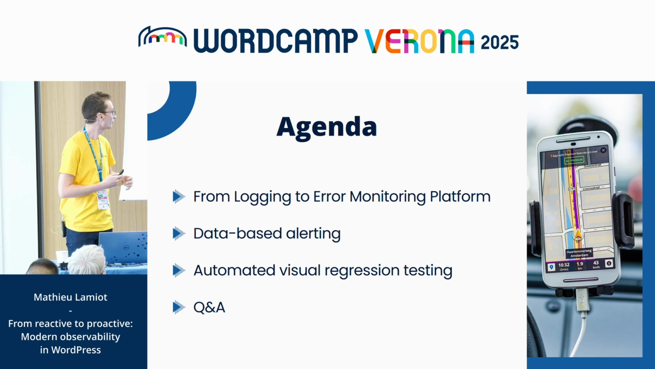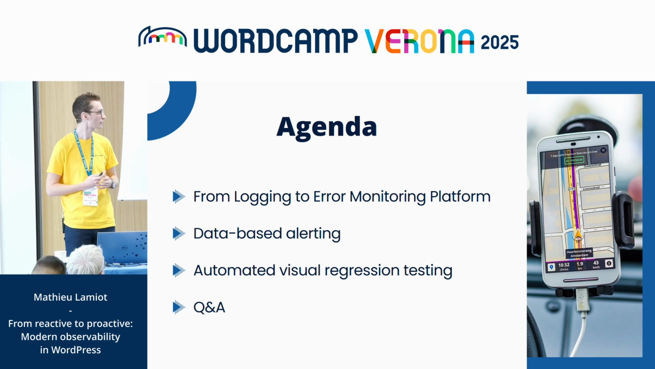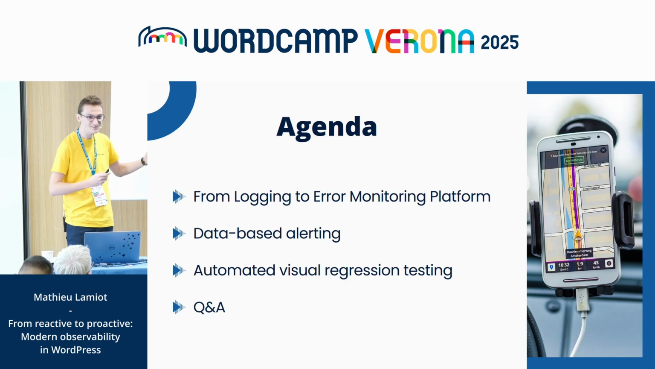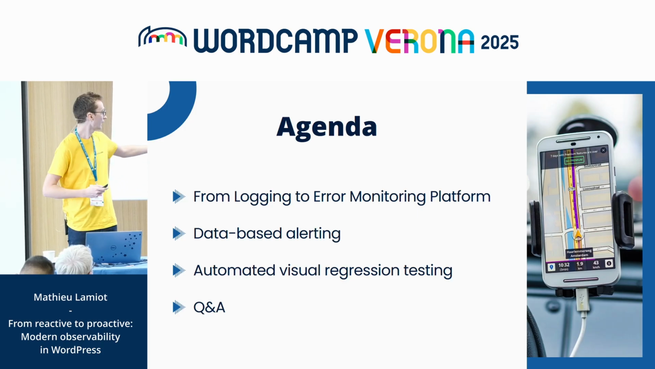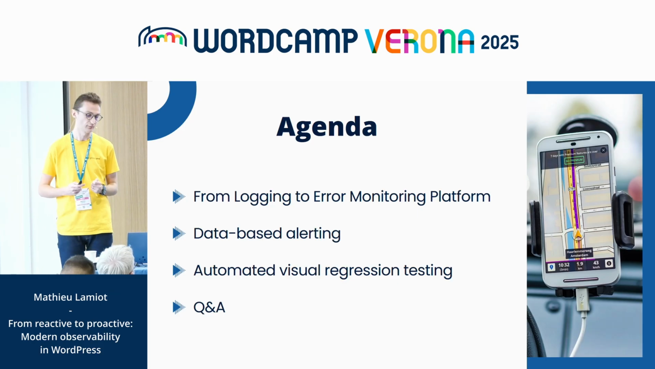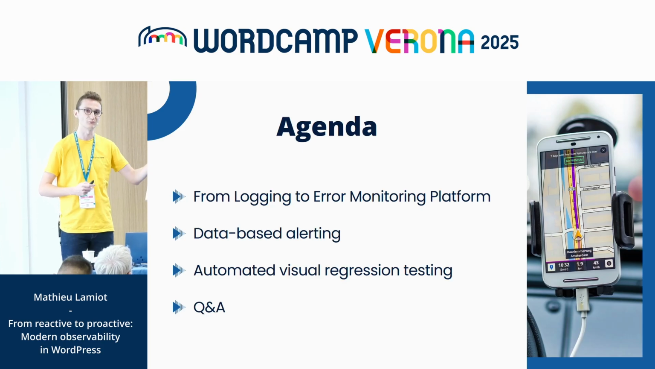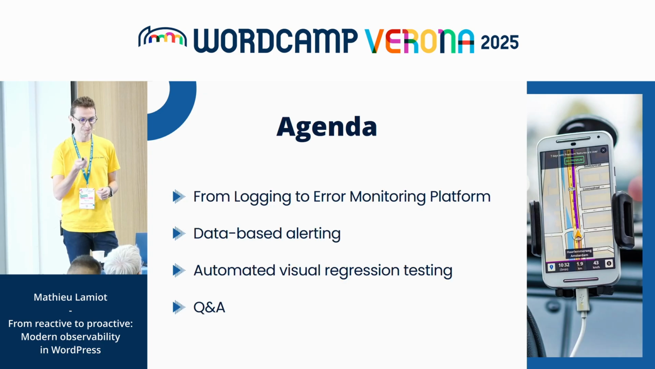First, we'll talk about moving out of the debug.log, of the loggings from WordPress, and how we can move to an error monitoring platform and what are the benefits. We'll look into what I call data-based alerting, with some tools and examples as well. And finally, first steps into automated visual regression testing. We'll try to save some time for Q&A, but otherwise we can take the talk outside of this room after the end. Let's go.